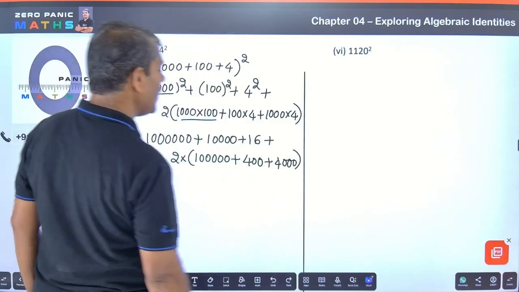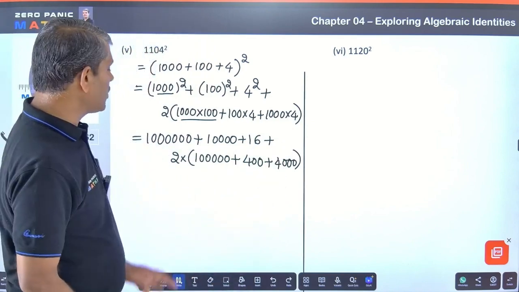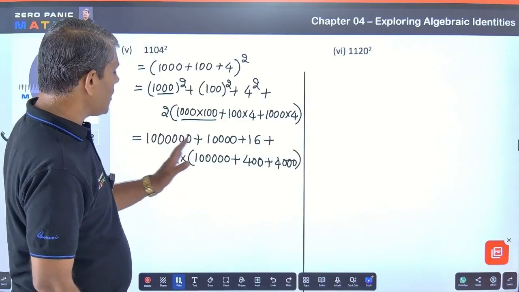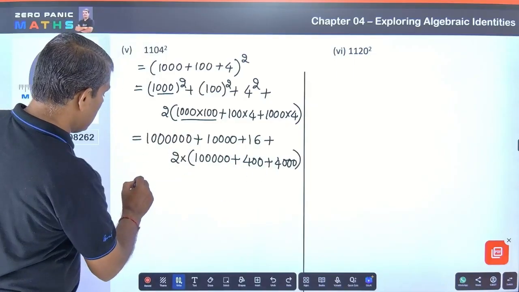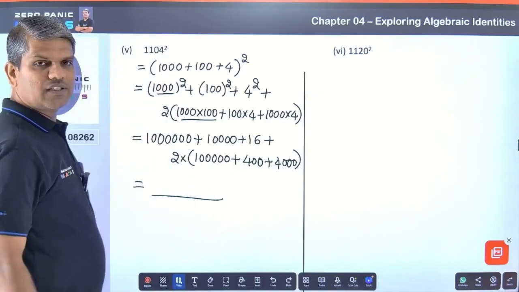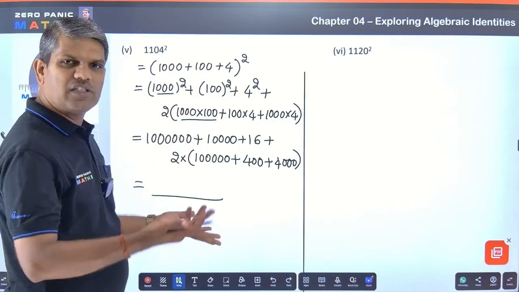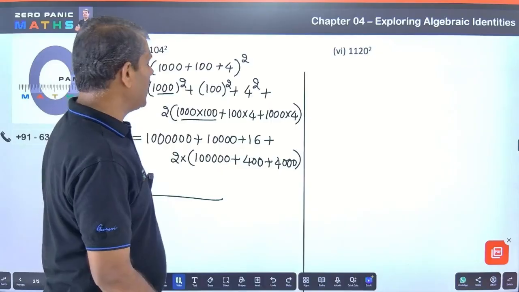So it is all in terms of the multiples of 100 or multiples of tens only. You can just sum up all these things and write the final answer, and that will be the square of this. I'm just giving you the expanded version of this. You can make this calculation. It's only the sum that is remaining now.